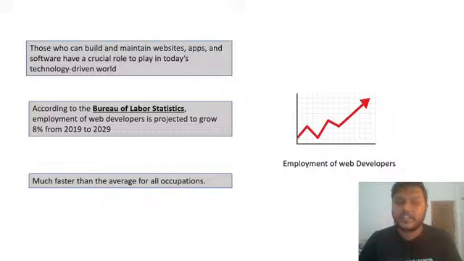Okay, that is much faster than the average of all occupations. If you combine all the occupations in the world and make an average, this 8% is greater than that. That's how important web development is for your life.